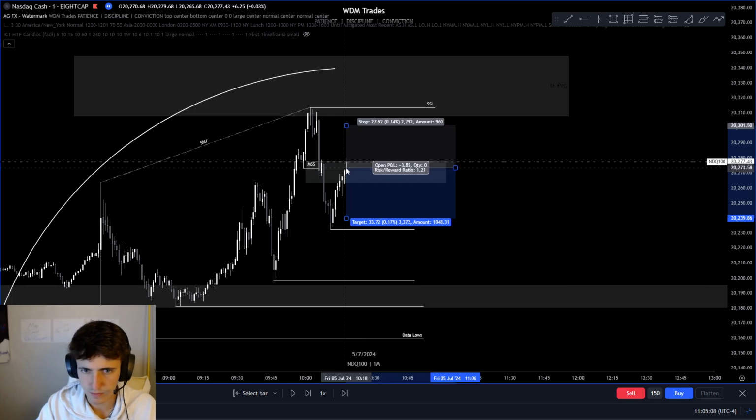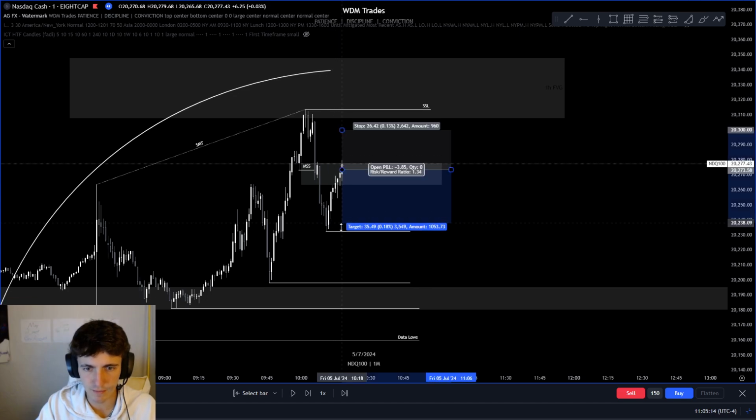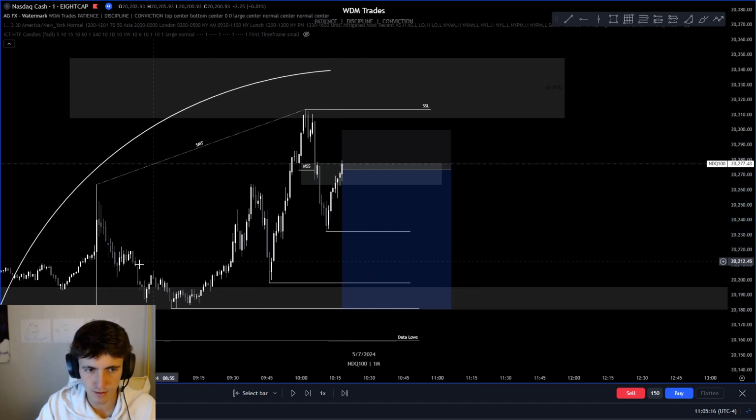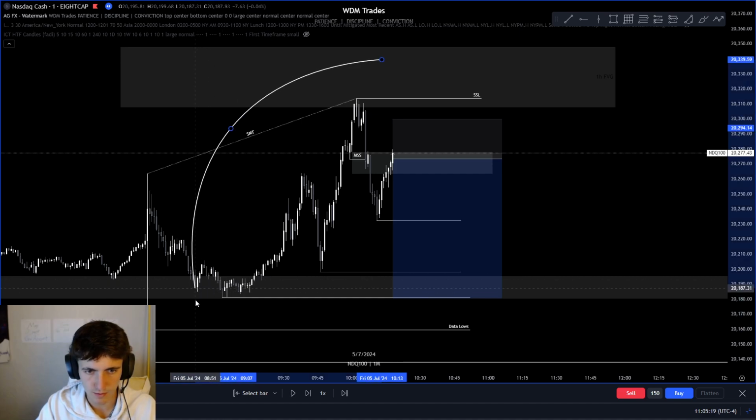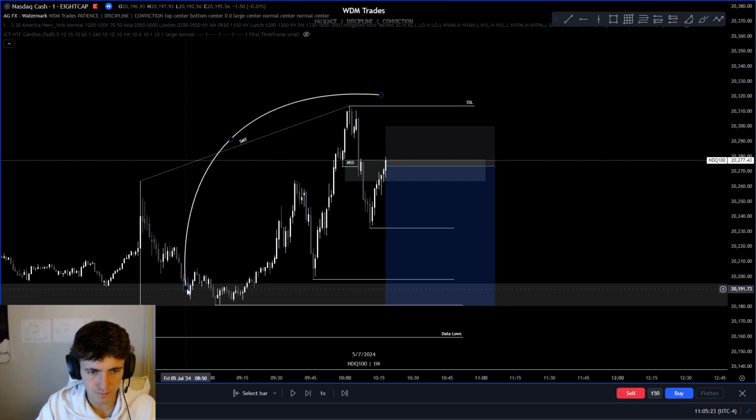70-75. I think this was my entry. Now I had my stops up here at first, but then I just put them right above the fair value gap, and I was targeting the bottom because this is the model I'm trading here. This is my model. This is what I want to see.